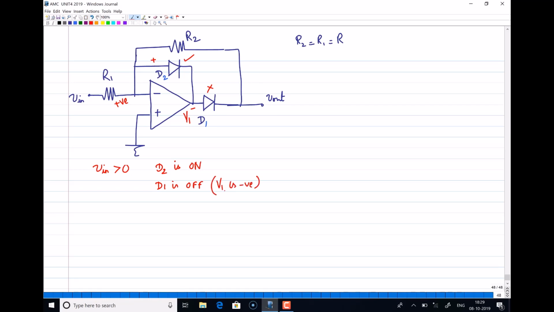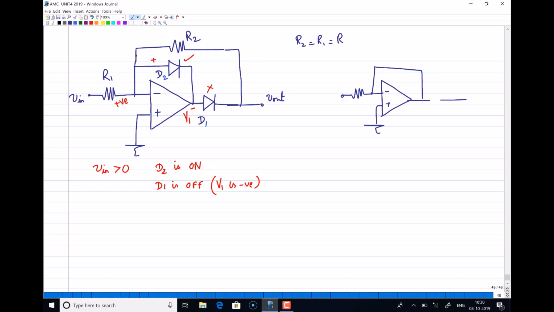Okay, so you have this negative feedback loop established. That means your virtual ground property is valid, right? But what you can see here is diode D1 is off. Since your diode D1 is off, if I draw the equivalent circuit, maybe that will be helpful. I'll draw the equivalent circuit here. So this is minus, plus, this is ground, this is actually the input. Now diode D2 is on, so this is short, but this is off.